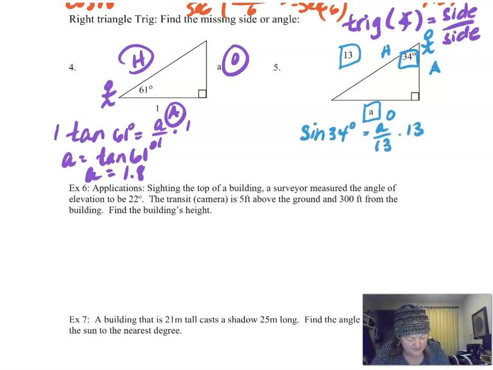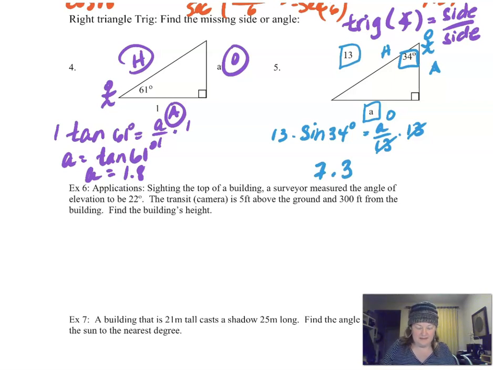So this time I'm going to multiply both sides by 13. Notice I'm not multiplying the angle by 13. It's just the 13 that moves out to the front. And I'm going to grab my calculator and just type in 13 sine 34 and round to 1 decimal place, and I'm going to get 7.3.